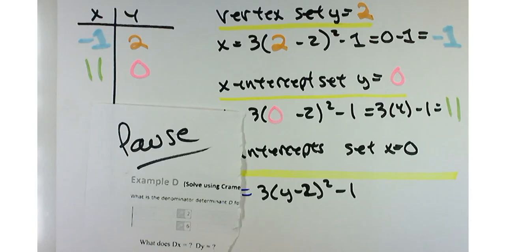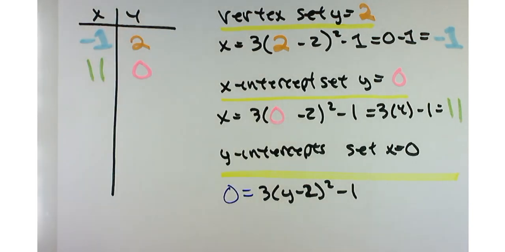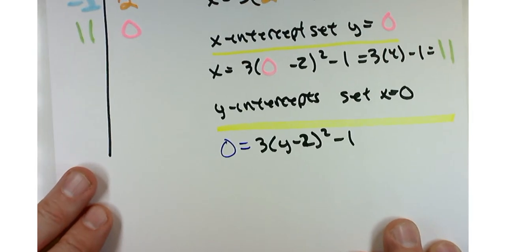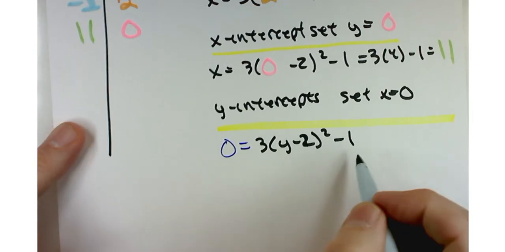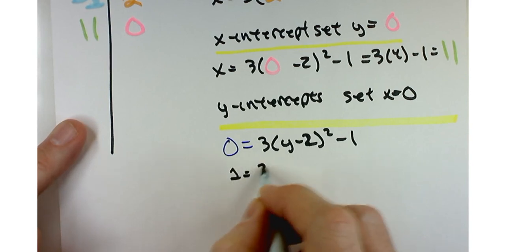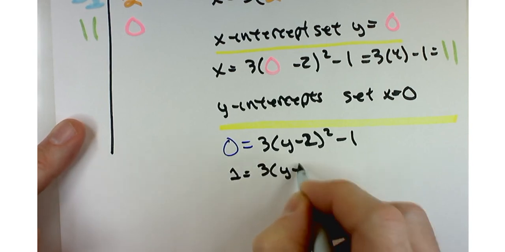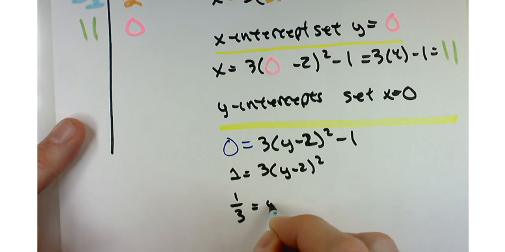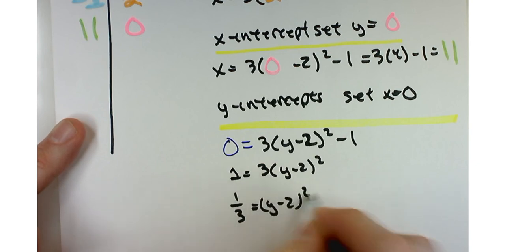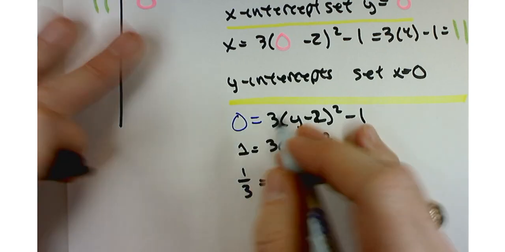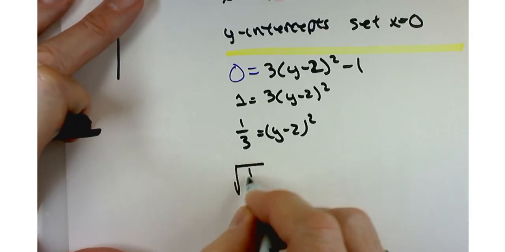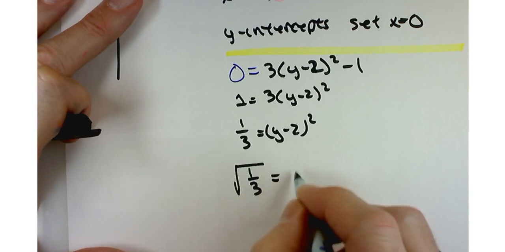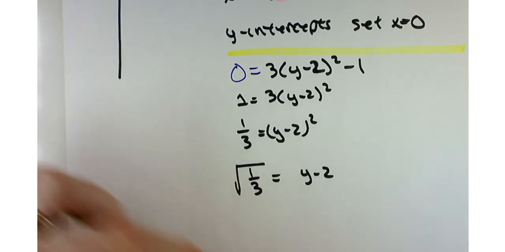Okay, let's look at finishing this one up. So kind of like the last one, you're going to move 1 to the other side. You get 1 equals 3 times y minus 2 squared, dividing both sides by 3. And then taking the square root. Do take care that when you take the square root, you get plus or minus the square root there. There's our y minus 2.